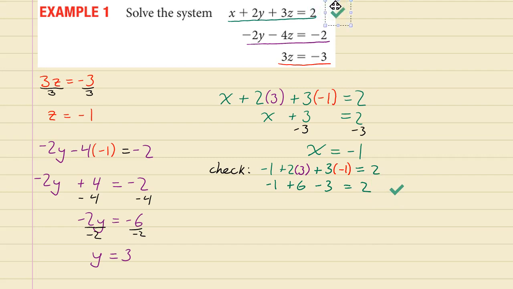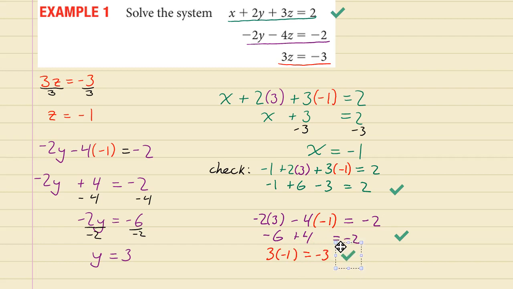Let's try the second one. That gives you negative 2 times 3 is negative 6, plus 4 equals negative 2, and that is true. So it works with that equation. And then with the last one, all you need to do is plug in 3 times z. That would be 3 times negative 1 equals negative 3, and that is definitely true. So all three equations are true when you plug in x is negative 1, y is 3, and z is negative 1, so that is your solution.